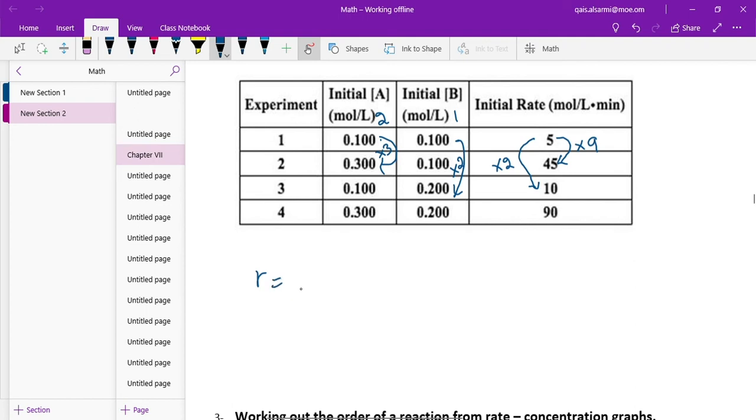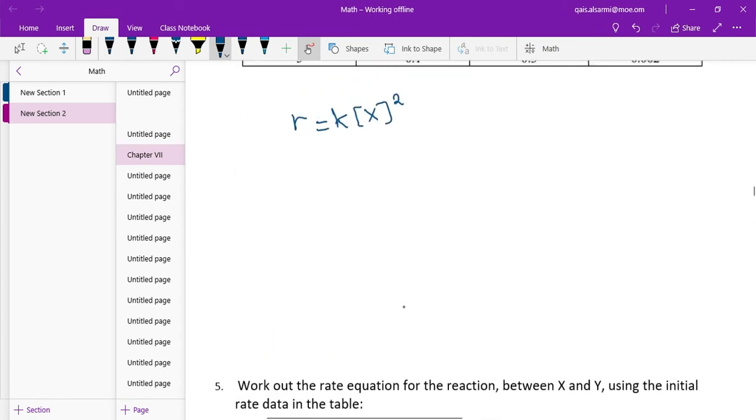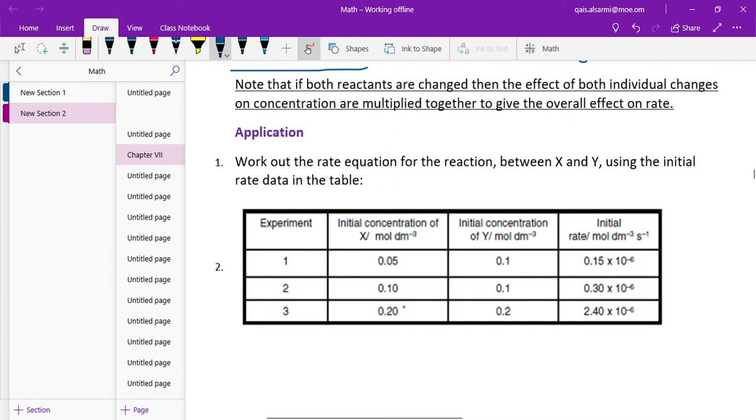So therefore, what's the rate equation? R equals k A squared B. Alright. You can choose also going from 3 to 4. As you can see, it's tripling. This one is multiplied by 9 as well. So therefore, the rate order of the reaction with respect to A is second order, with respect to B is first order, and that's the rate equation. Now we'll go back to this one.